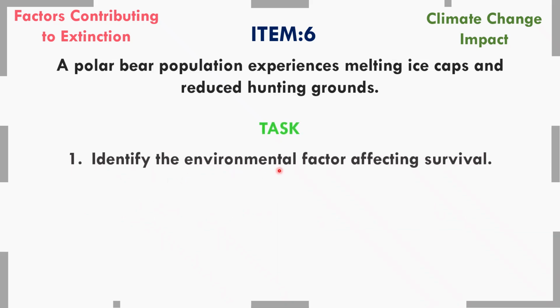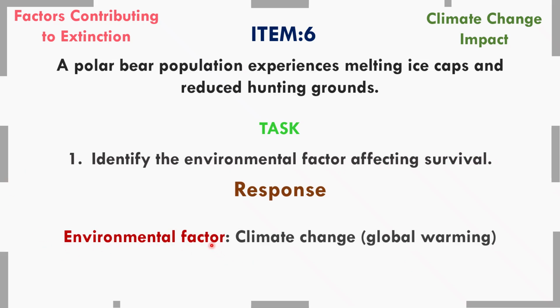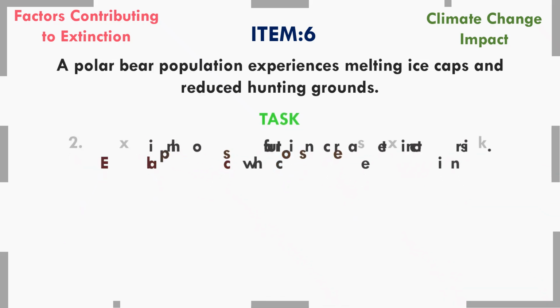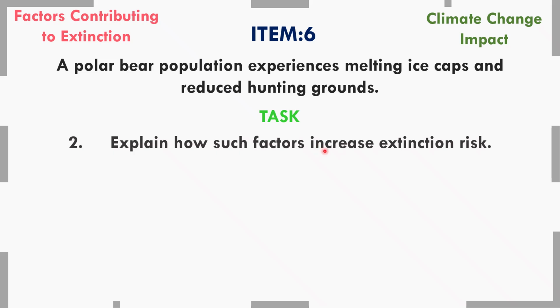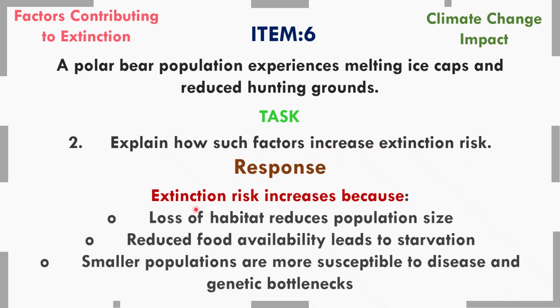Let's start with identifying the environmental factor affecting survival. The environmental factor is climate change or global warming. Explain how such factors increase extinction risk. Extinction risk increases because loss of habitat reduces population size. Reduced food availability leads to starvation. Smaller populations are more susceptible to disease and genetic bottlenecks.